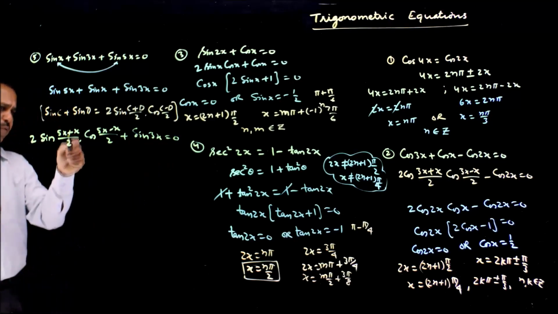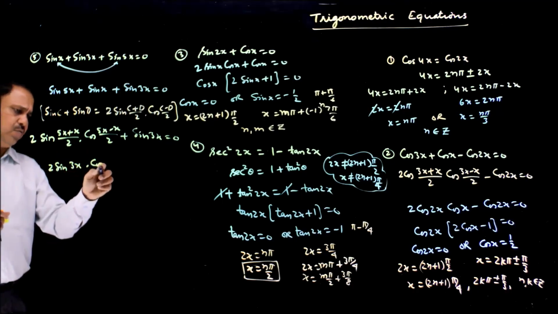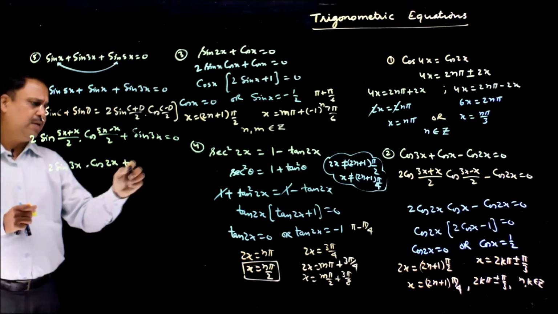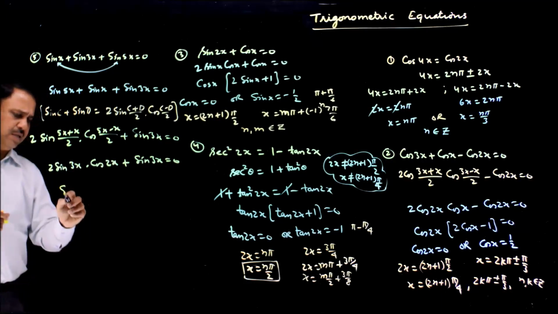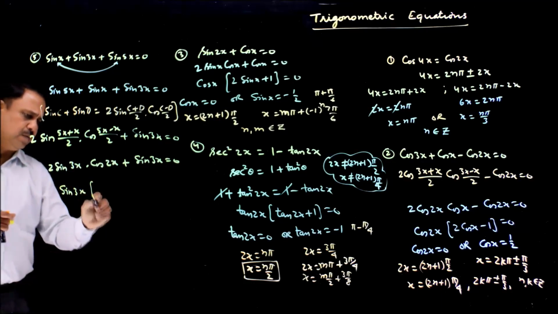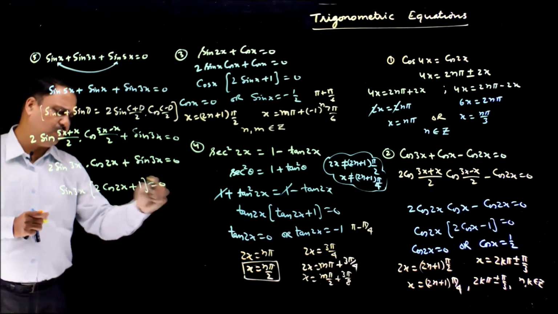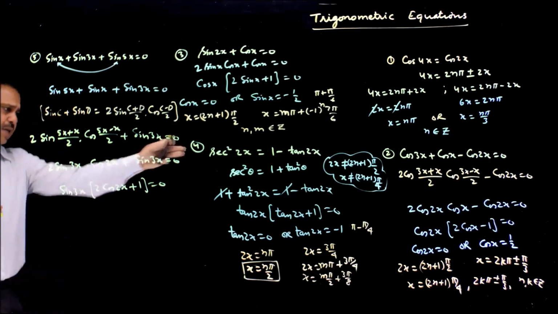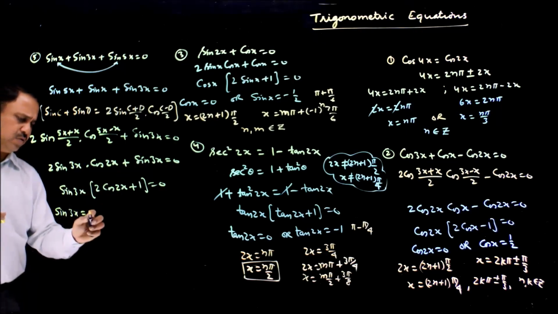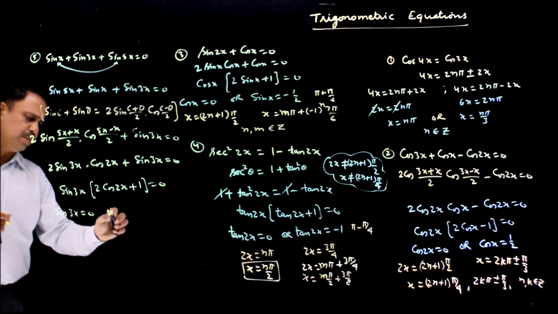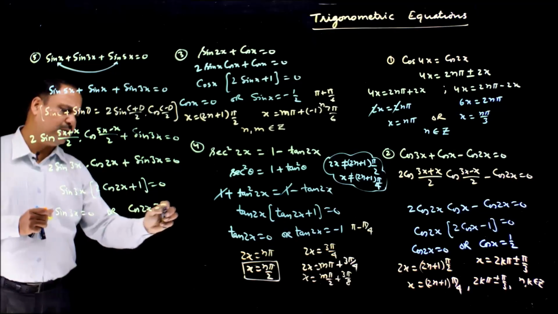So 6x upon 2 is 3x. So 2 sin 3x into cos 4x upon 2, which is 2x, plus sin 3x is equal to 0. So take sin 3x outside. We will get 2 cos 2x plus 1 is equal to 0. So again it's the same concept like previous ones. One solution will come from here, sin 3x is equal to 0, or cos 2x is equal to minus half.